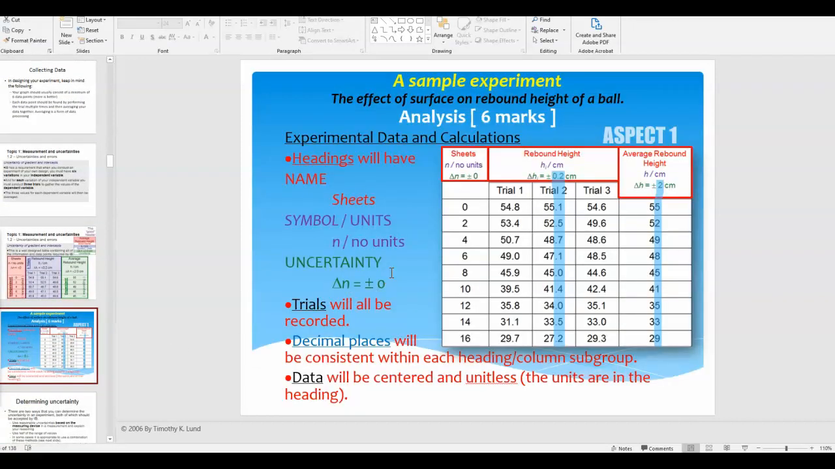Okay, and so I also want to point out, let's see, I think I included all of this. Make sure the decimal places are correct. Make sure the data looks all nice. Make sure you only put the units in the heading to make it easier to read. Make sure everything is aligned correctly. Everything has the units. You have uncertainties on everything.